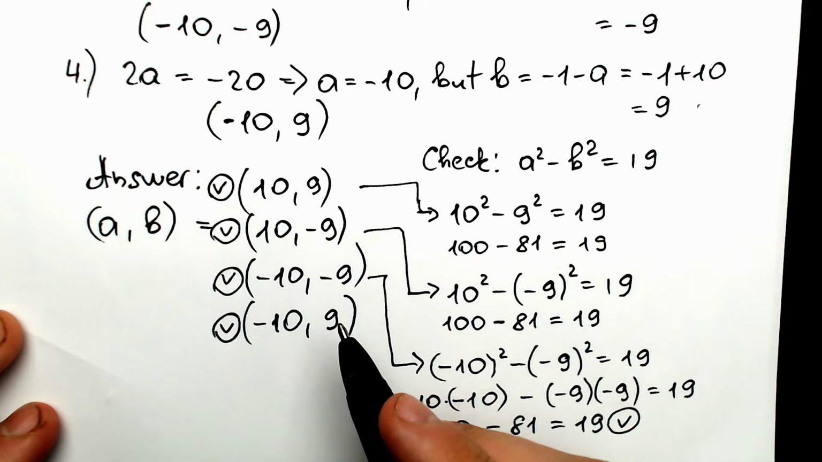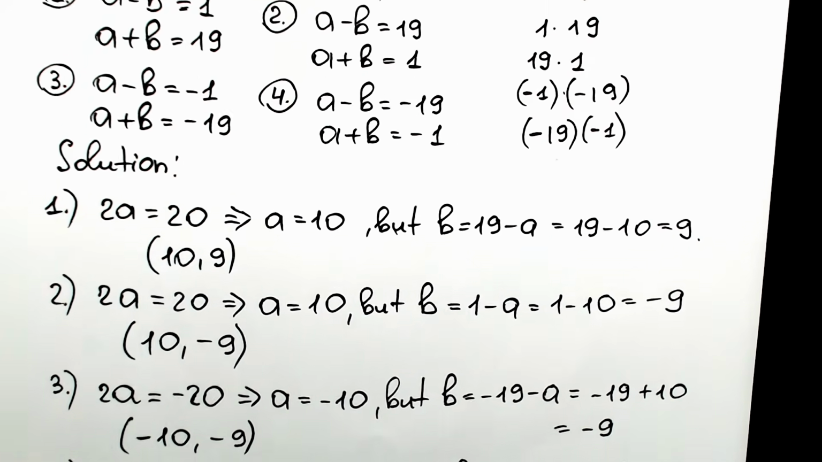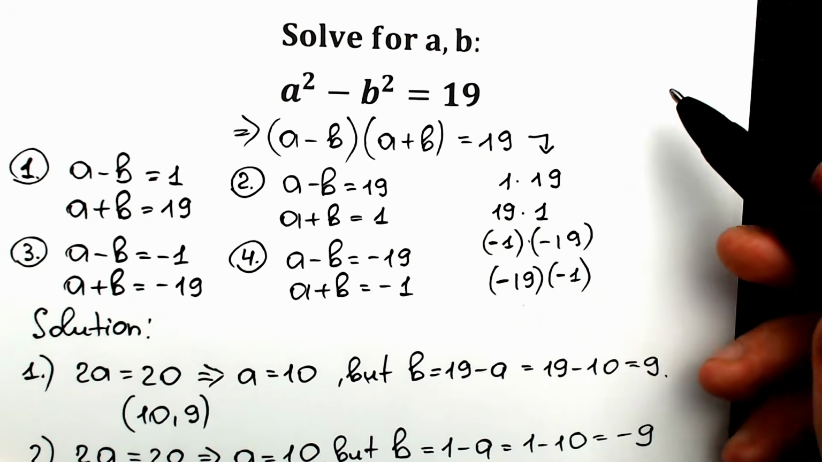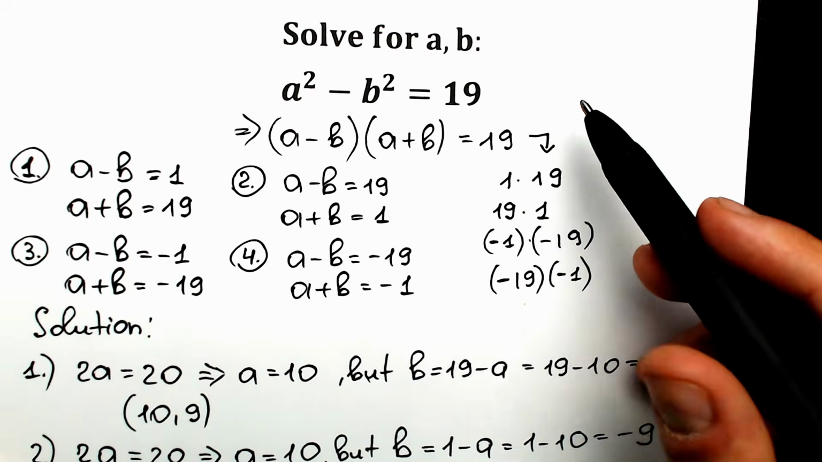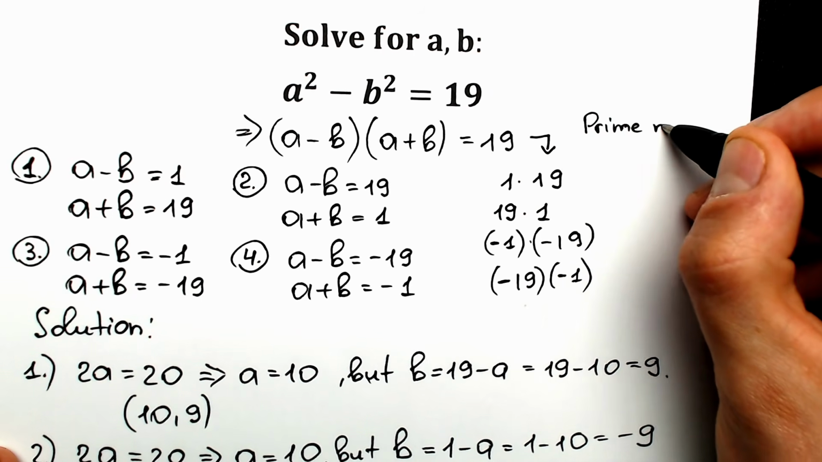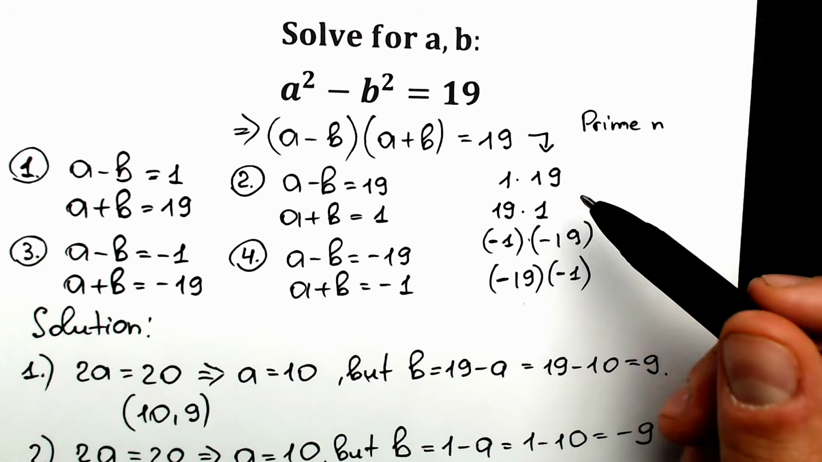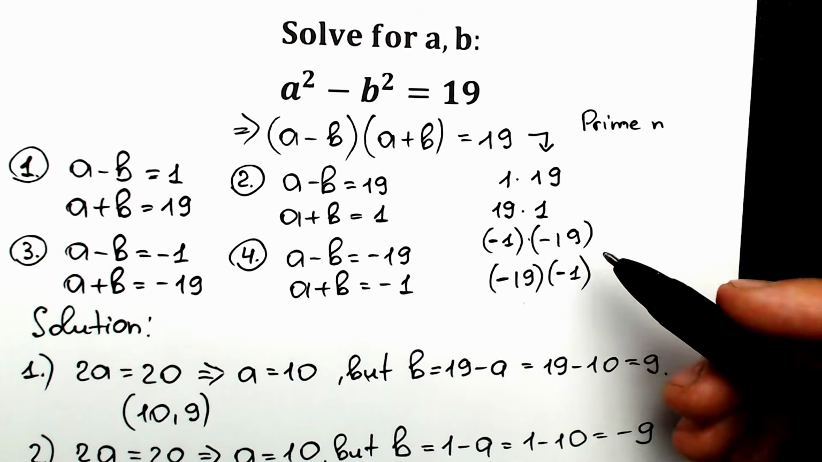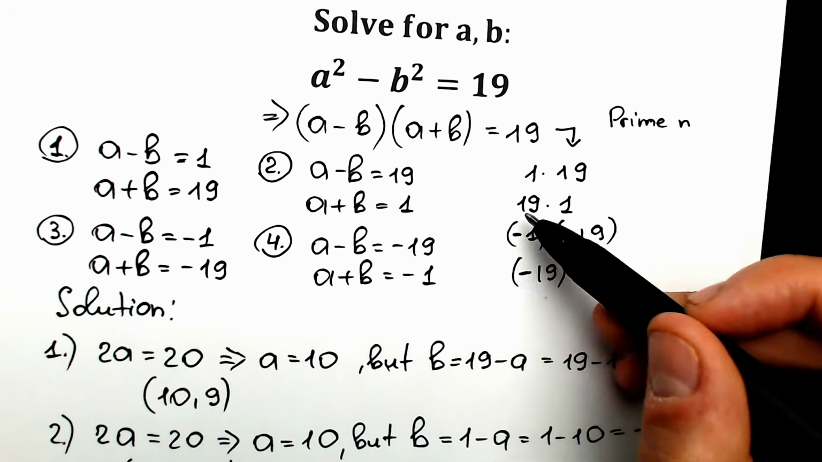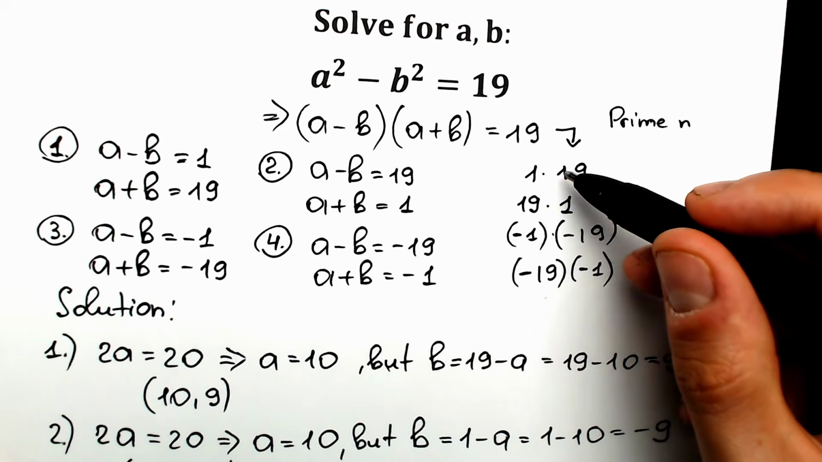This solution. And one really interesting moment, because sometimes it happens that this constant on the right side is not a prime number. So then you have a lot of cases, but exactly in this case 19 is a prime number. So it means that, if you're talking about positive values, we have only one case. How can we express this 19? So 1 times 19 or 19 times 1. This is only one case.